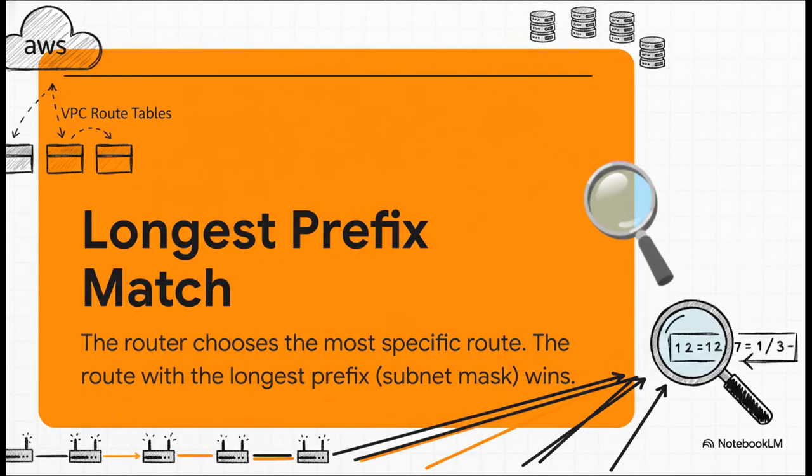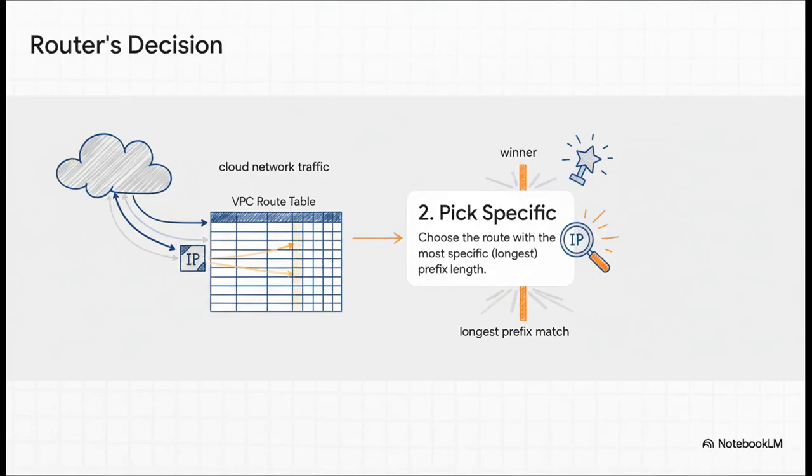The answer is a simple and elegant rule: longest prefix match. All that means is the router always chooses the most specific route it can find. In networking, most specific just means the one with the longer subnet mask. The bigger number after the slash. So the router's decision process is basically this simple two-step. First, it looks at the destination IP and finds every single route in the table that could possibly be a match. Then, out of that group of matches, it just picks the one with the longest, most specific prefix. That's the winner, every time.